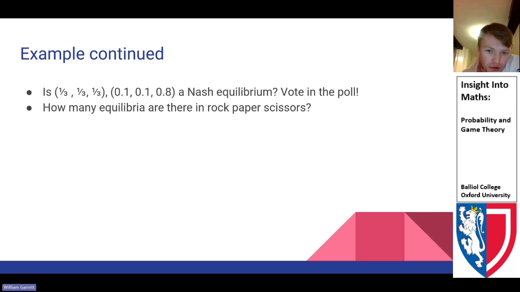So is that always true? Are there games with multiple equilibria? Anyone think yes or no? Okay, lots of people saying yes. Can you give me an example if you think that's the case? A lot of yeses.